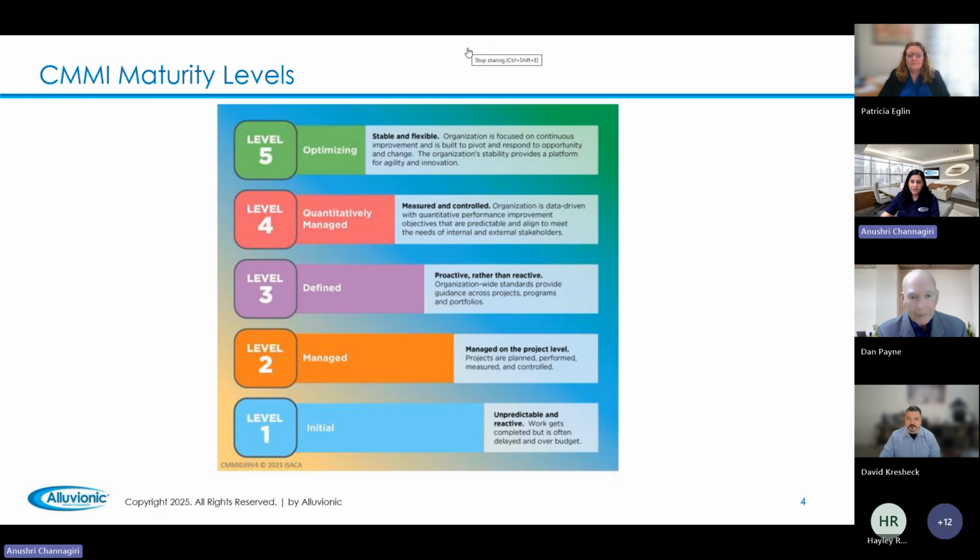Okay, thank you very much. So we're going to switch gears another round here and focus a little bit on the strategy of it. And Patricia, this is a question from the client perspective. Who should consider adopting CMMI? And are there specific industries or company sizes that benefit most?